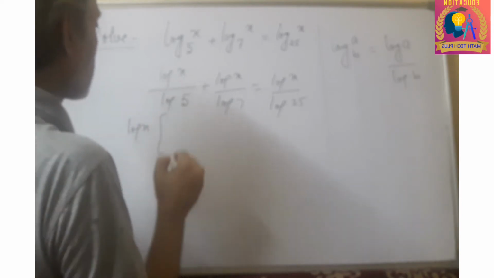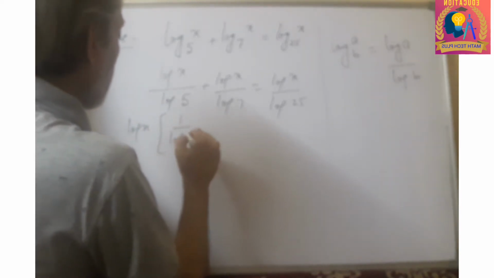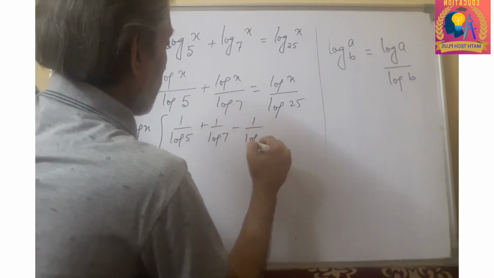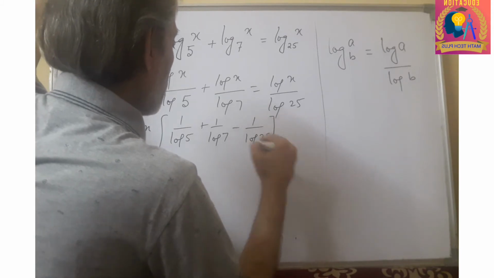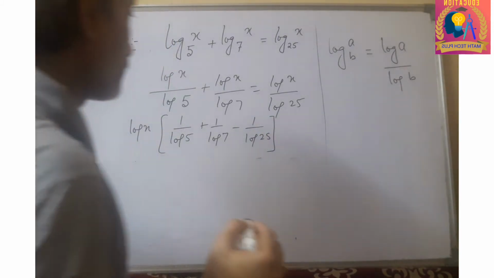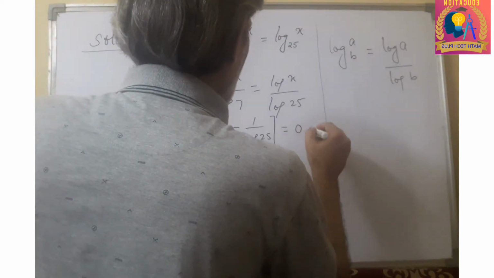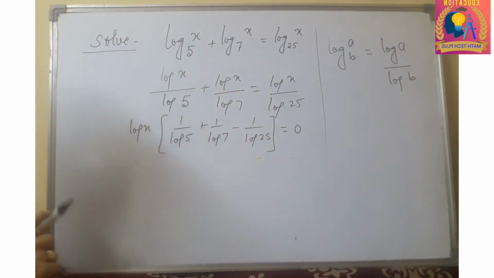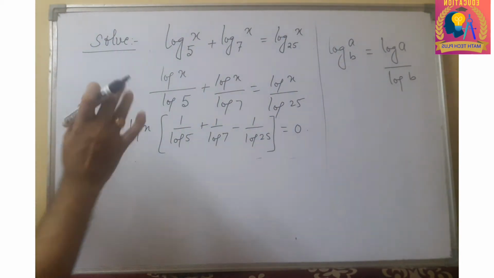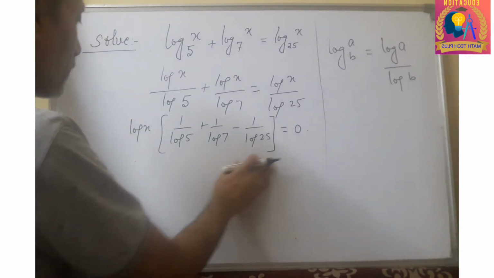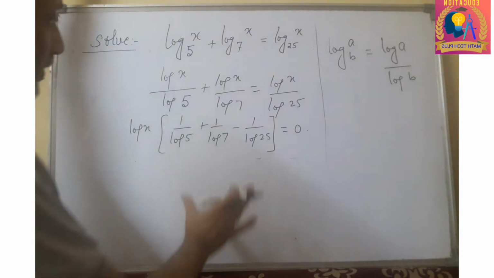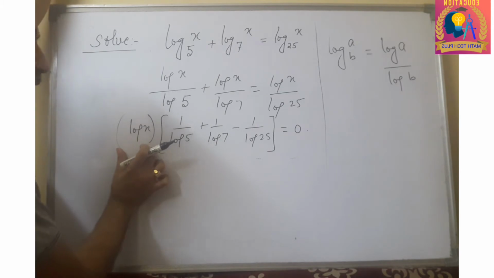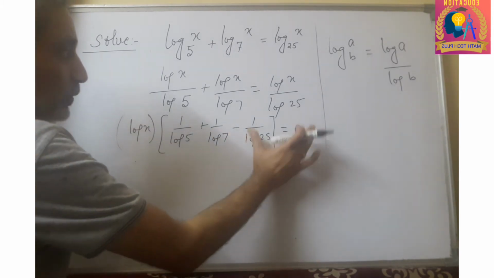So I am taking log x as common. Now we are getting 1 upon log 5 plus 1 upon log 7 minus 1 upon log 25 equals to 0. I have transferred all the terms to the left hand side, not right, left hand side. Now look, it is very much clear from here. Log x multiplied by this thing equals to 0.